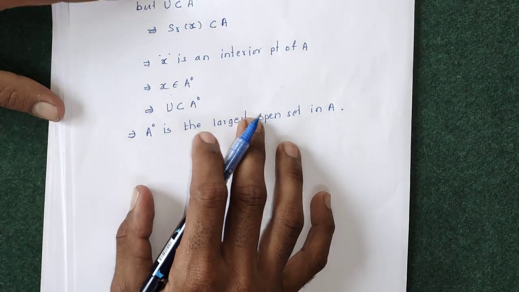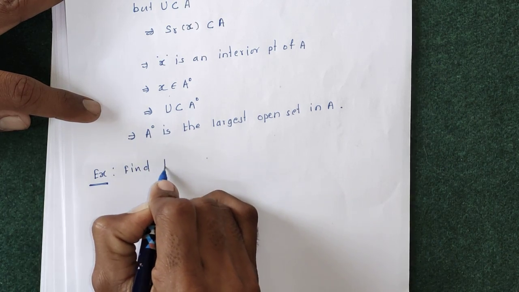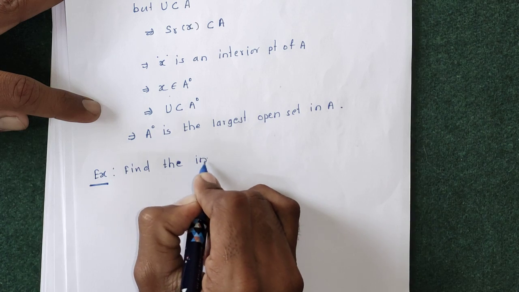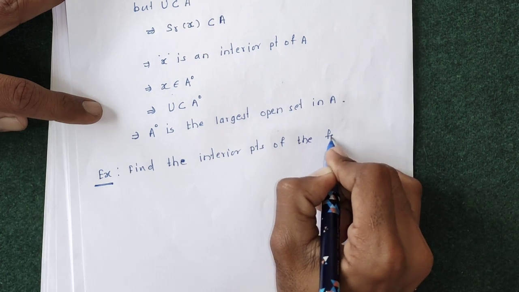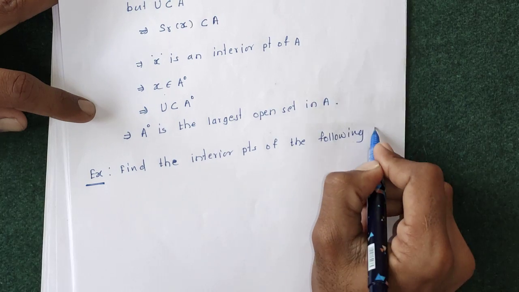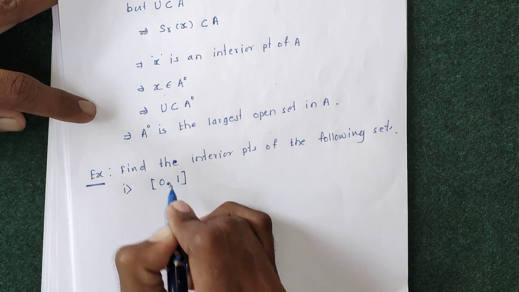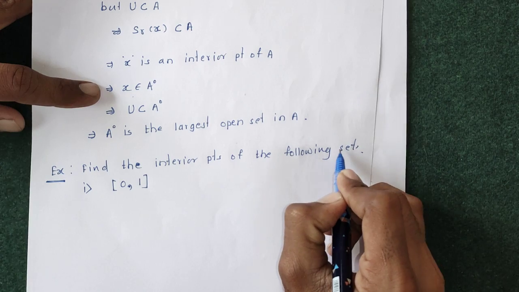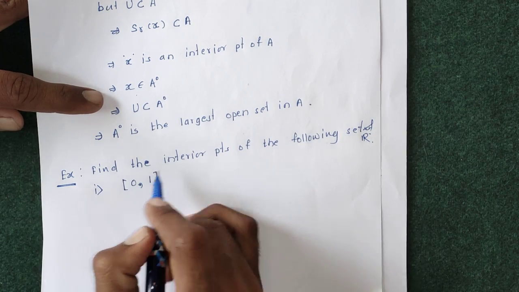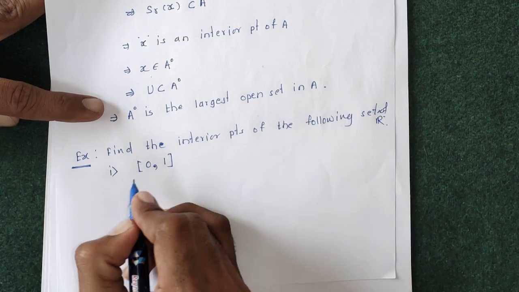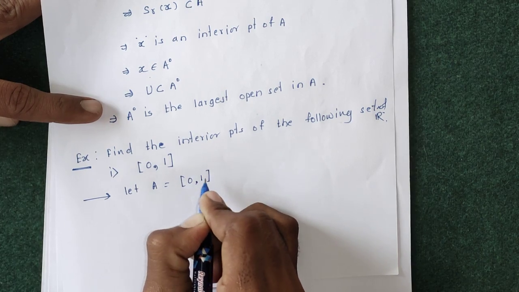Now the next example, which can be asked for 2 marks: find the interior points of the following sets. The first set is the closed interval [0,1], a subset of R. To find the interior points, let A be the given set, the closed interval [0,1].